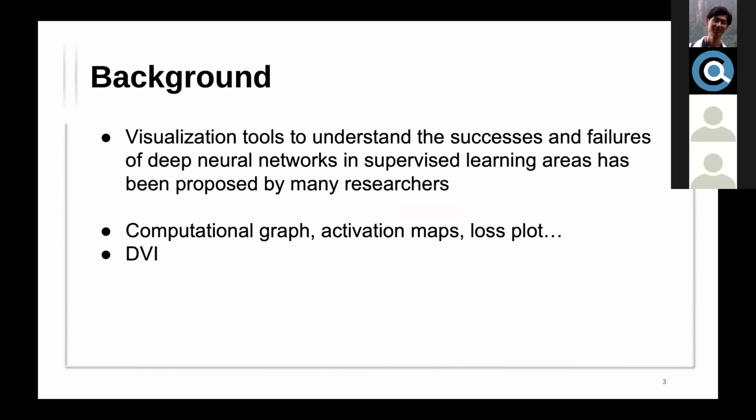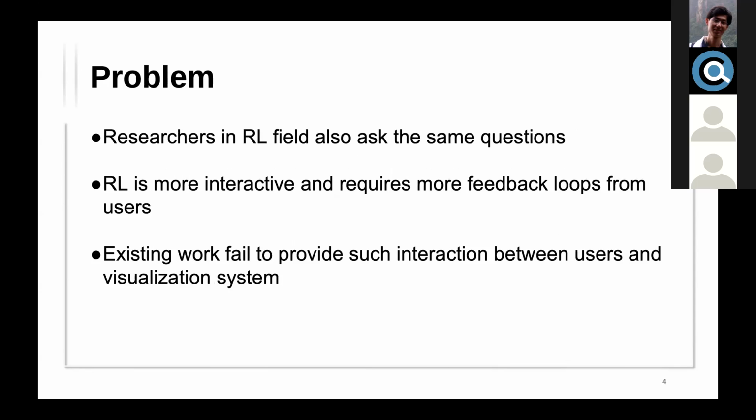The background of this paper: visualization tools to understand the success and failure of deep neural networks in the supervised learning area have been proposed by many researchers. For example, computational graphs, activation maps, and line plots of loss and accuracy, and also our tool. But this paper specifically looks at the reinforcement learning research area, and I think reinforcement learning is more interactive and requires more feedback loops from users. And all the existing tools fail to provide such interaction between users and the visualization system.